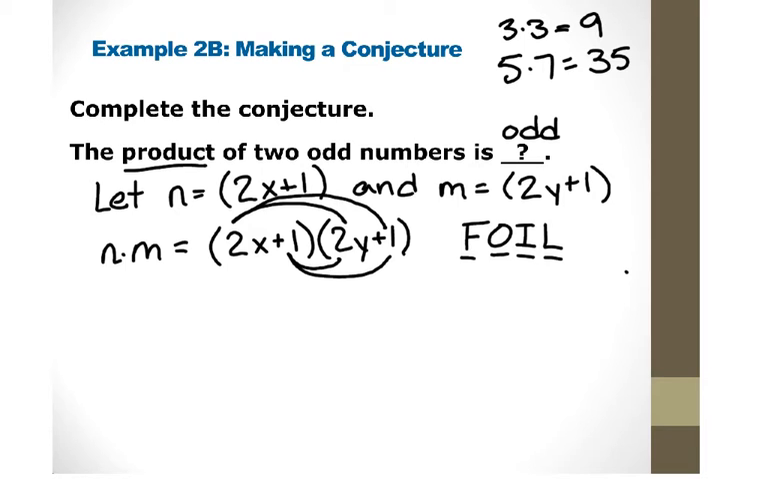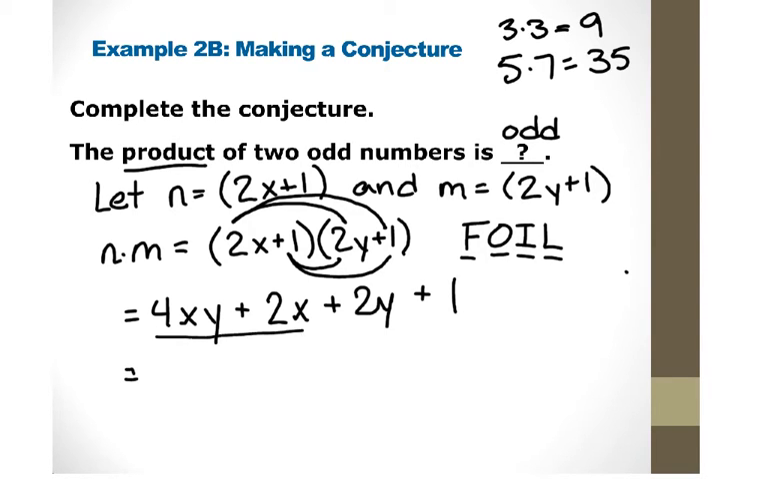First gives me 2x times 2y, which is 4xy. The outer, 1 times 2x is 2x. 1 times 2y is 2y. 1 times 1 is 1. So if you notice something about these first three, we have 3 terms here that all have a factor of 2.